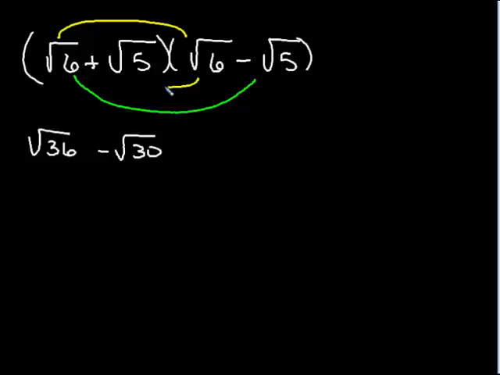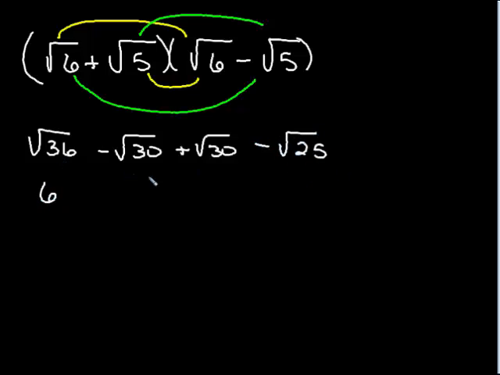I do the square root of 5 times the square root of 6, and that gives me plus the square root of 30. And then I do the square root of 5 times minus the square root of 5, and that gives me minus the square root of 25. This is a perfect square. These two terms cancel each other out, and then I have a perfect square, so I have 6 minus 5, so my final answer is 1.